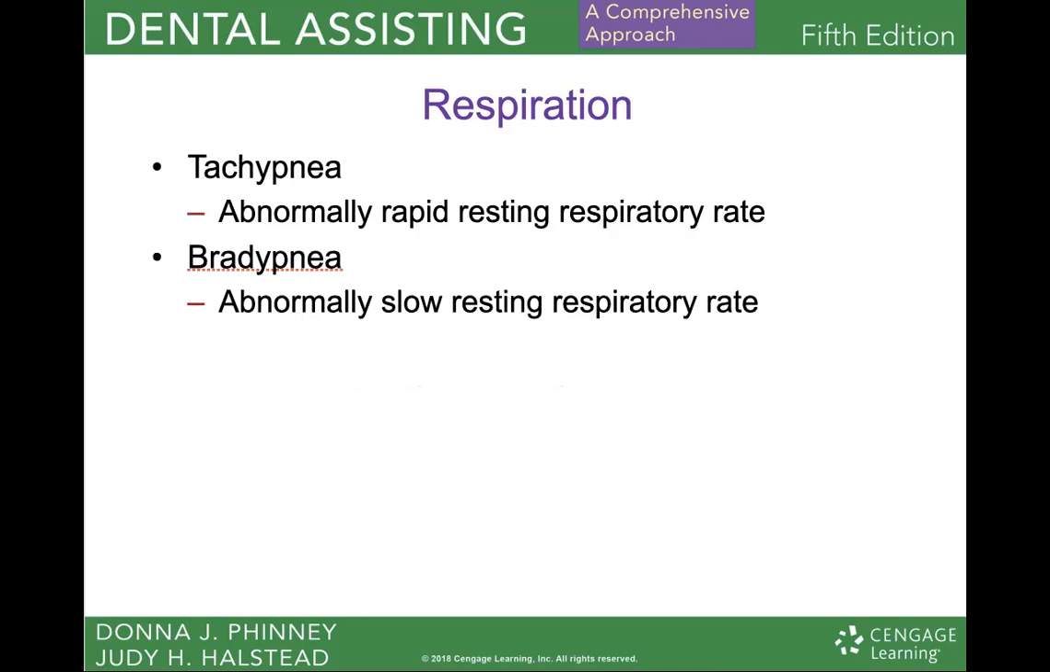Tachypnea is the abnormal rapid resting respiratory rate. Bradypnea is abnormally slow resting respiratory rate.